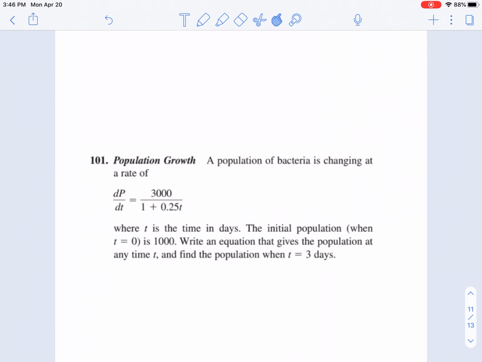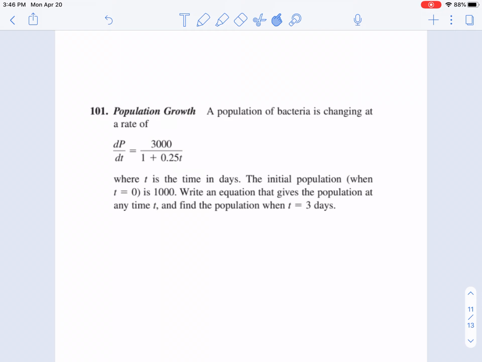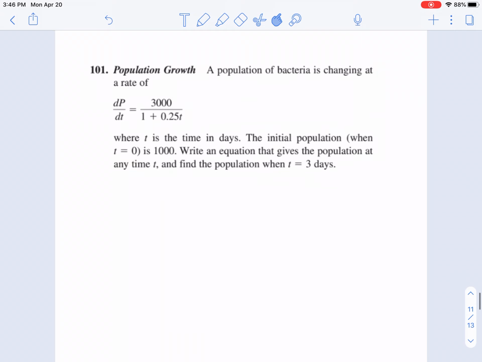All right, I just wanted to go over number 101 with you, the word problem about population growth. One like this will be on your quiz. So they give you the derivative, dp dt, the derivative of population, which is the rate of change of population, which is really just population growth, the growth factor of population. So it wants us to write an equation that gives the population at any time t. It wants us to find p of t.